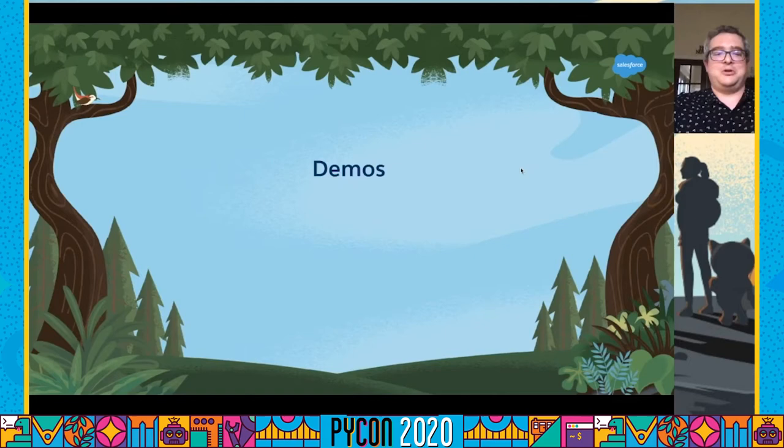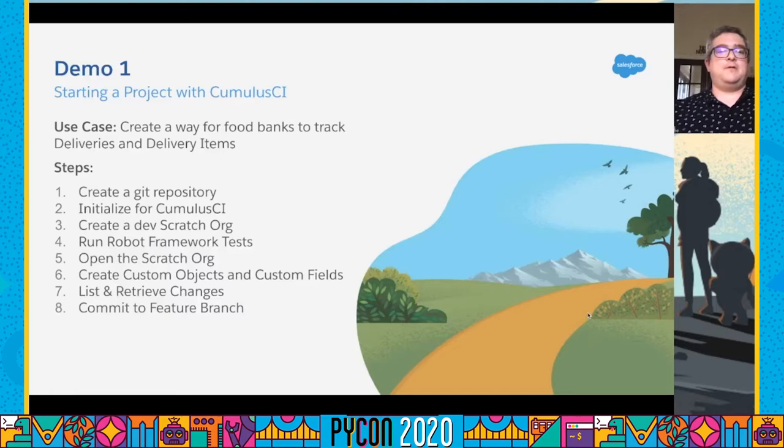All right, so for our first demo, we're going to show how to start a Salesforce development project using Cumulus CI. Now, why would you want to do this as a Python developer? Kind of two reasons. First, it's pretty cool that we built all of this stuff using Python. But say you're a Python web application developer, and you build a web application that collects information from your users, and your users might be organizations or companies that might use Salesforce as their CRM system.